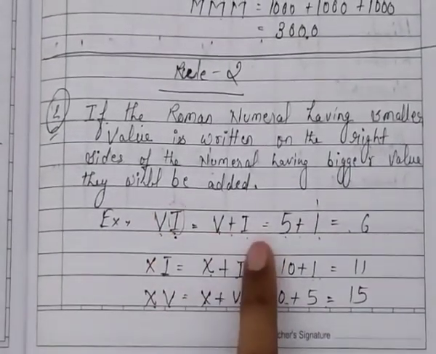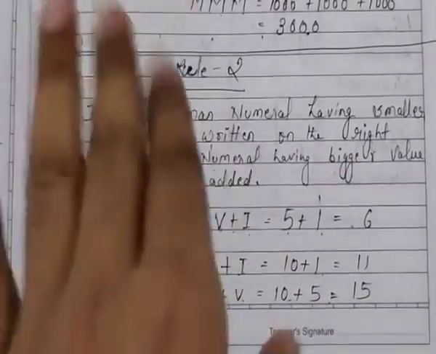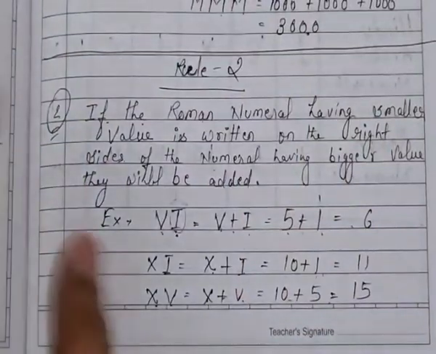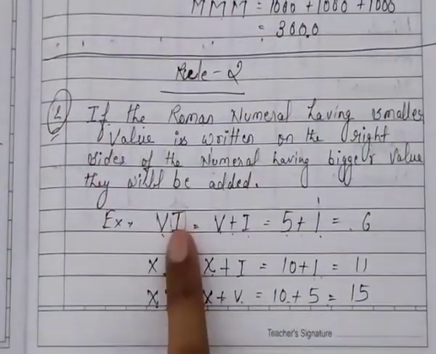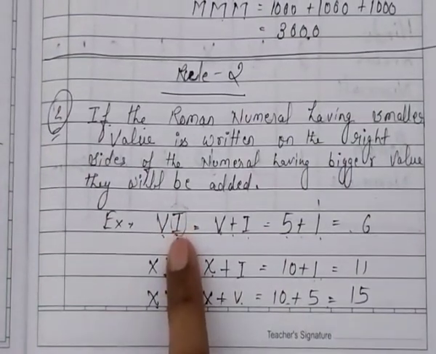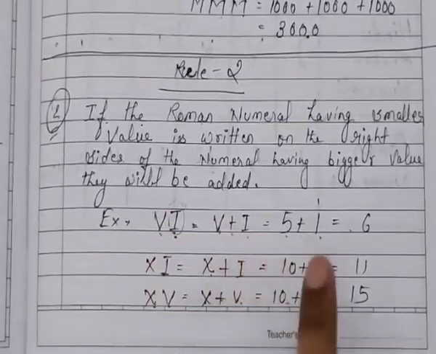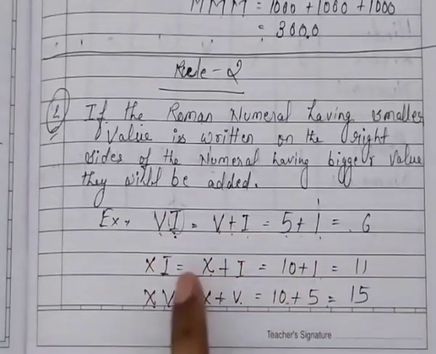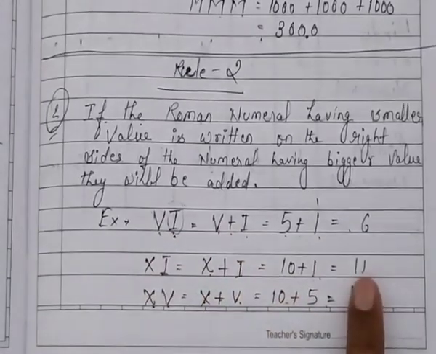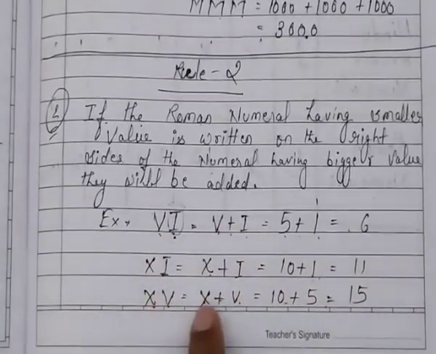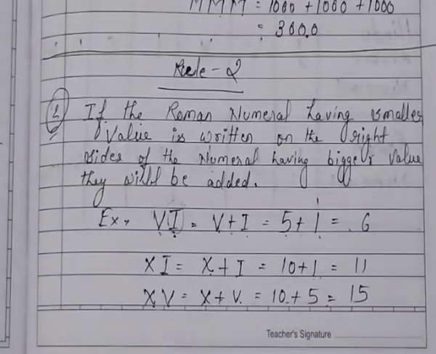Like V plus I. And if it is written like IV, then it will be subtracted, which I will teach you in rule 3. So VI: if the smaller Roman numeral is written on the right side of the bigger one, they get added, like V plus I, that is 5 plus 1, that is 6. XI means X plus I, that is 10 plus 1, that is 11. XV is X plus V, that is 10 plus 5, that is 15. So this is the way of rule number 2.